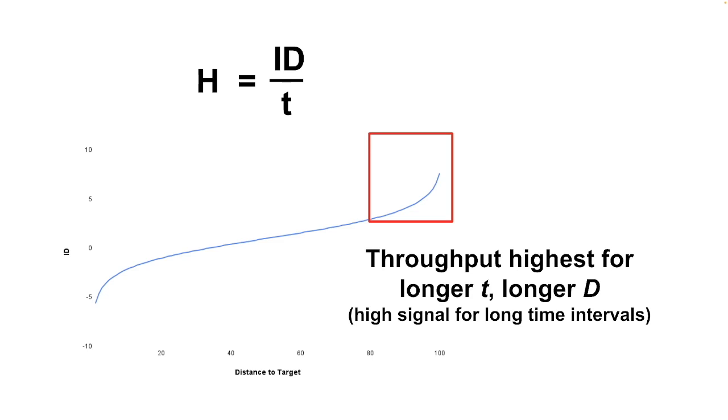And we can also think of throughput, aside from being h, as being sort of a derivative of ID. And in that case, the throughput is highest for values of longer time duration and longer distance. So this is how we interpret this graph. It's longer time duration, longer distance. That translates into a high signal for long time intervals. So in other words, if you have a lot of time to think about moving to your target, you have high signal as well because you have time to plan, the signal is processed more thoroughly, and you can make the movement and hence get this superlinearity.